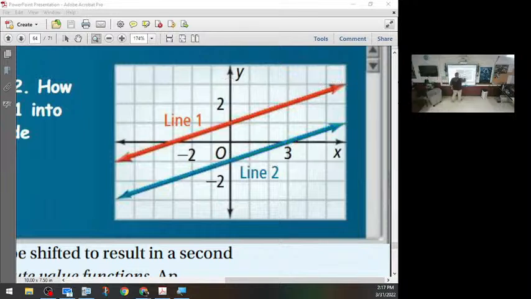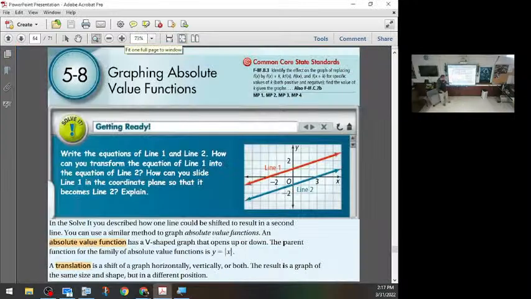So that's what we talk about today, is this idea of translations can move left, right, up, down. That's the big kid word for I slide it. That's probably how you did it in middle school. I slide it or I shift it. We're going to use big kid words now. It's a translation. I shift this over to this.